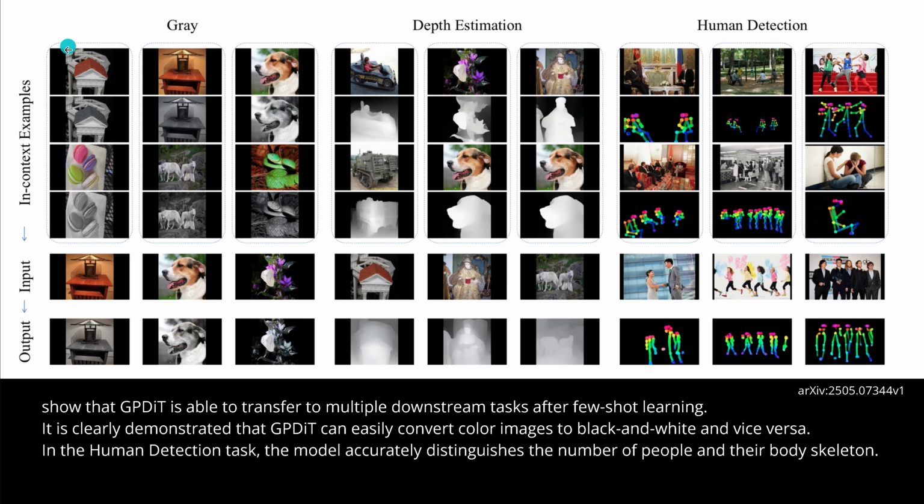We have our in-context example, our ICL learning, our fine-tuning, and then this is the input and this is the generated output. And as you can see, it works great because if we have this sequence, it just works with input-output examples for gray, for depth estimation, or for human detection. And I think this is especially interesting. Look, here you have a sequence of two people sitting, and then you have the body skeleton in a color encoded.